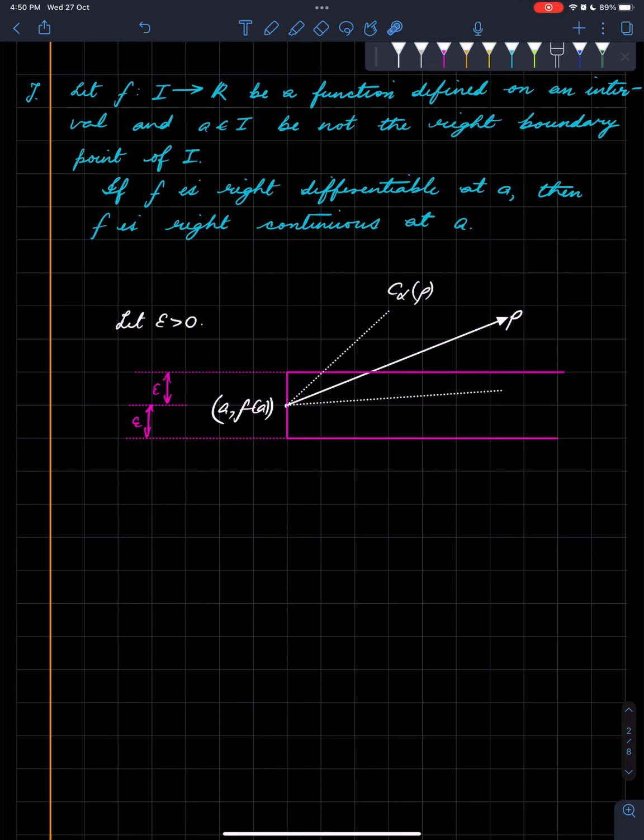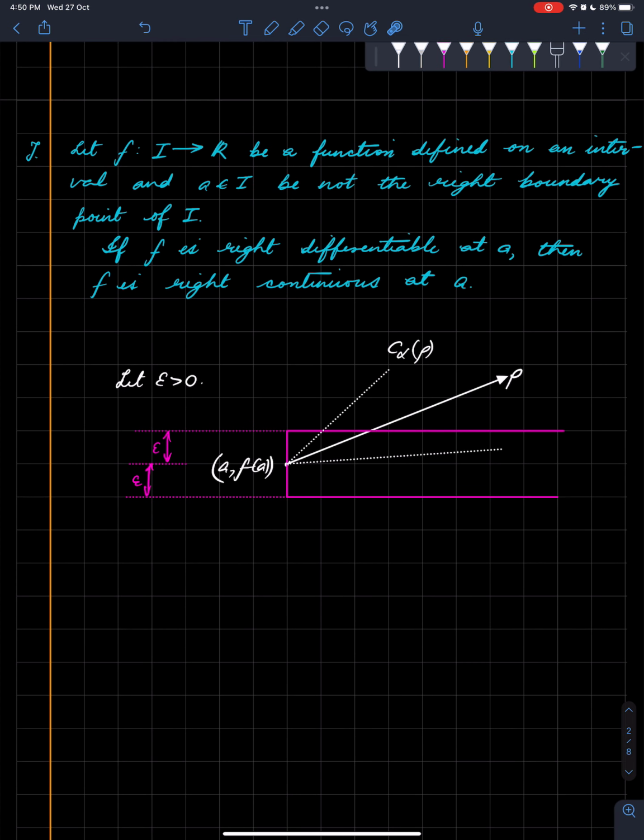I made a slight mistake in the argument that I gave, so let me repeat quickly what the argument was. Again, the hypothesis is we have a function defined on an interval, and a is a point which is not the right boundary point, so that we can talk about right differentiability at that point. Our conclusion is that if f is right differentiable at a, then f is right continuous at a.